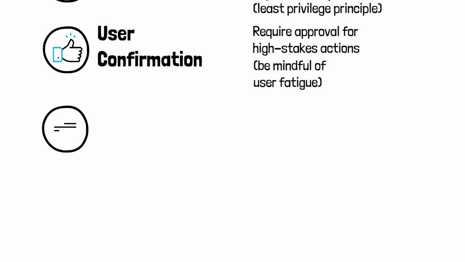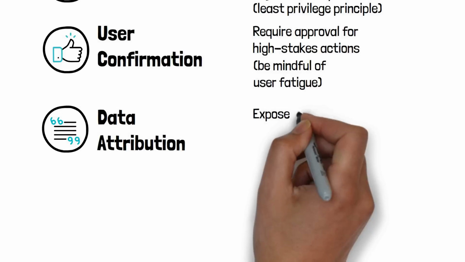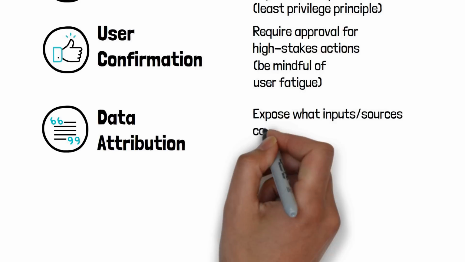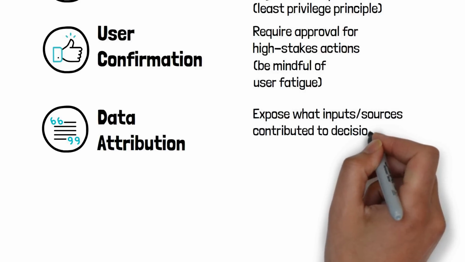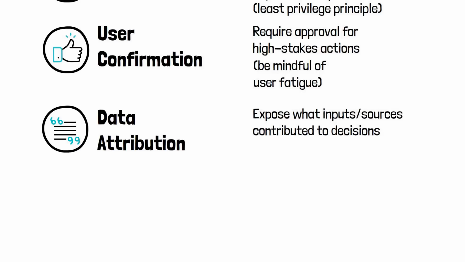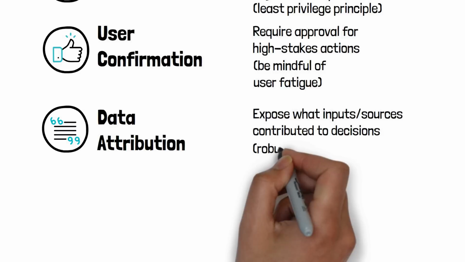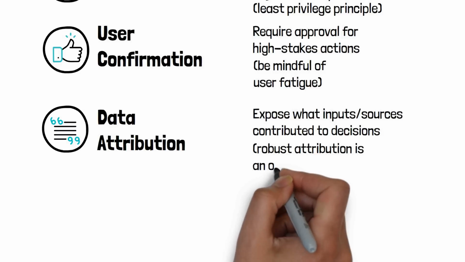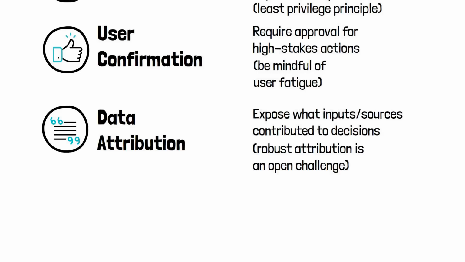Finally, there's data attribution. Agents should expose what inputs and what sources contributed to their outputs and decisions. This builds trust, helps with debugging, and gives users visibility into what's going on. That said, robust attribution is still a hard problem, especially when multiple inputs are bundled together during reasoning.